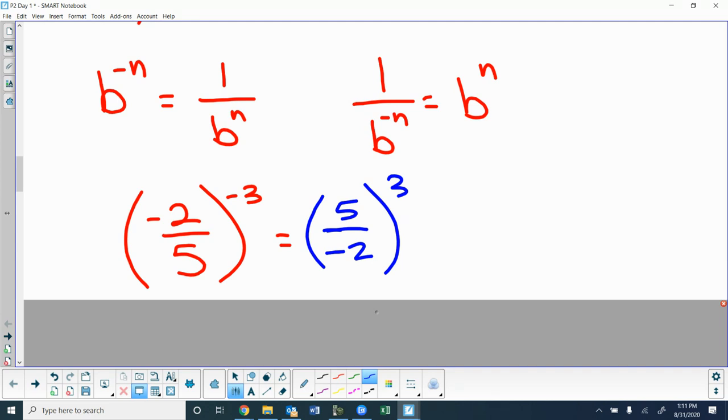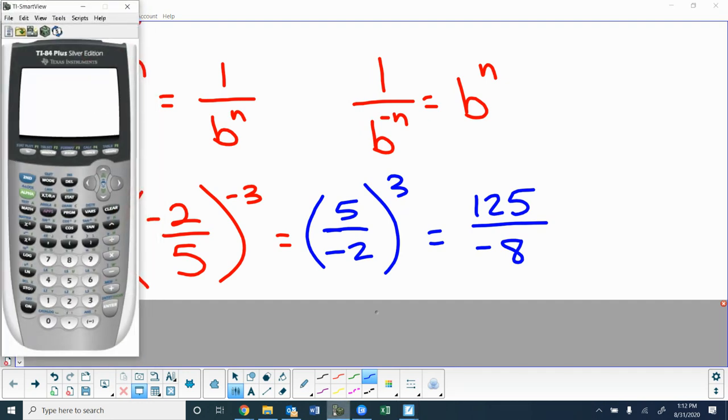Okay, and then do the problem. What's 5 times 5 times 5? Right on. Negative 2 times negative 2 times negative 2. Negative 8, right? Again, you can just put it in your calculator, that's okay too. Negative 2 divided by 5 to the negative 3.